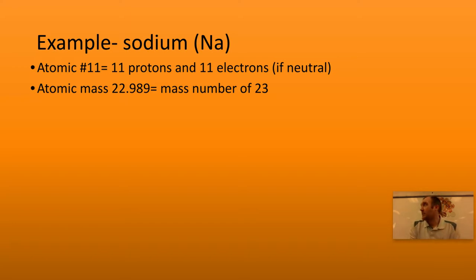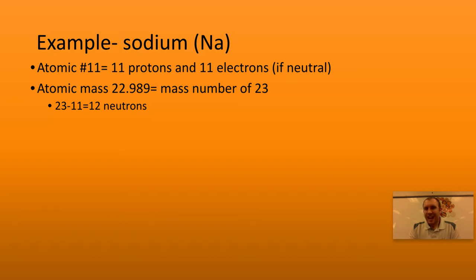Its atomic mass on the periodic table is 22.989. This is pretty simple rounding, folks. You don't have to get all stressed out about rounding. If it's above 0.5, you round up. If it's below 0.5, you round down. So rounded to the nearest number gives me a mass number of 23.